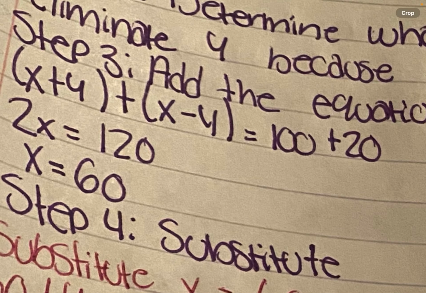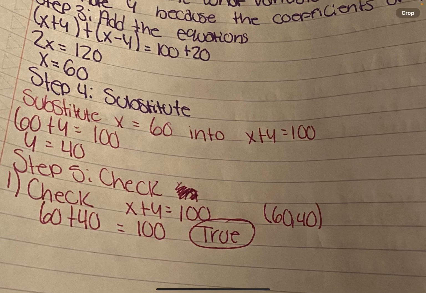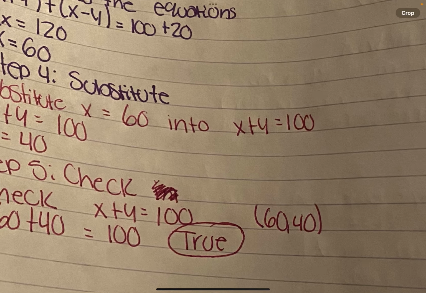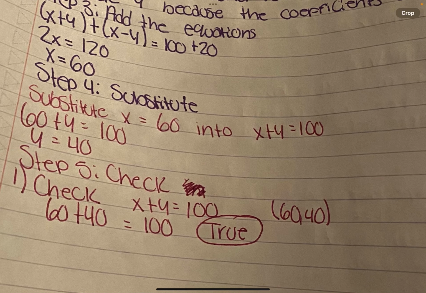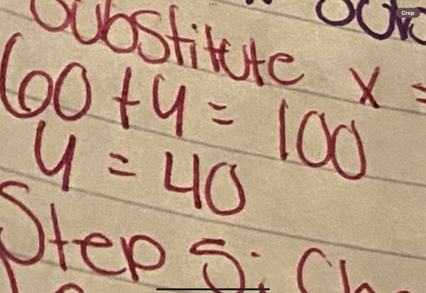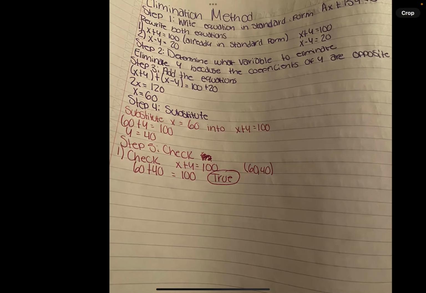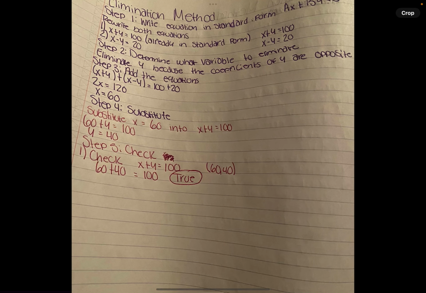So 2x equals 120, x equals 60, and step 4 is to substitute. So substitute x equals 60 into x plus y equals 100. So 60 plus y equals 100, and y is 40. So 60 plus 40 equals 100, and we check here, and this statement is true. And this was my example for chapter 4 and how to use these 3 methods.